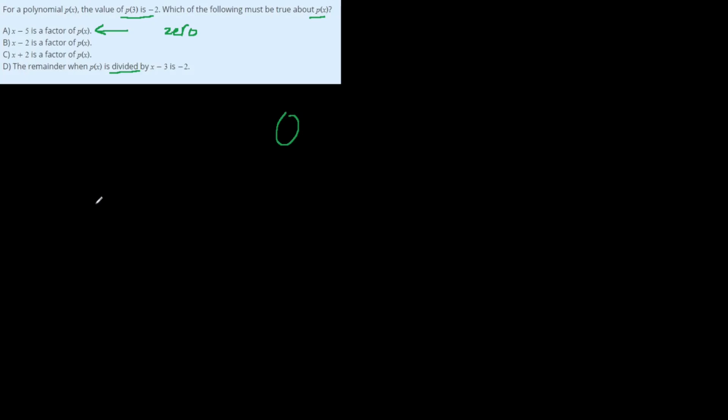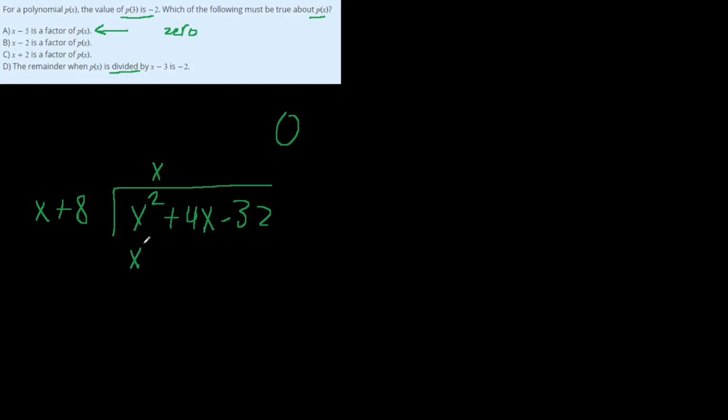So let's say that I divide x squared plus 4x minus 32 by one of its factors. I know that one of its factors is x plus 8. So basically what you do first is you divide this by x and you get x up here, and then you multiply it back, so you get x squared plus 8x. And then you subtract it, so you get 0 here, and then right here we're going to get negative 4x.